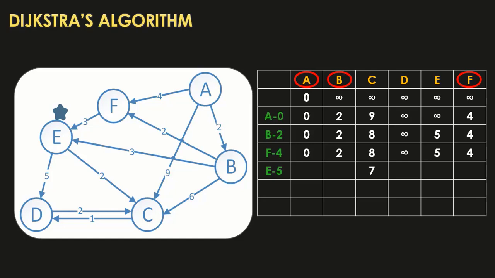Then from E we can reach D with a cost of 5, and the total cost will be 5 plus 5 equal to 10. It is better than infinity, so we will update that. There is no other node directly connected with D, so the other costs will remain unchanged.